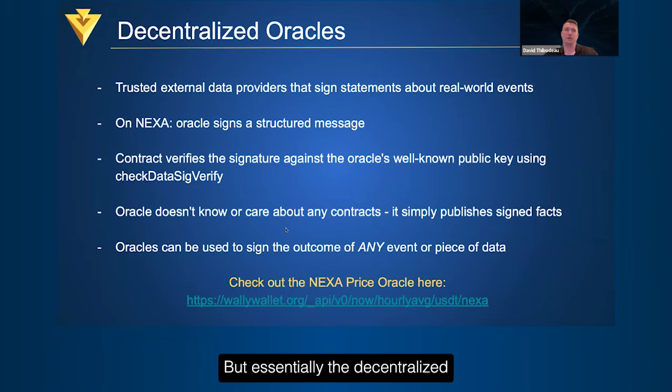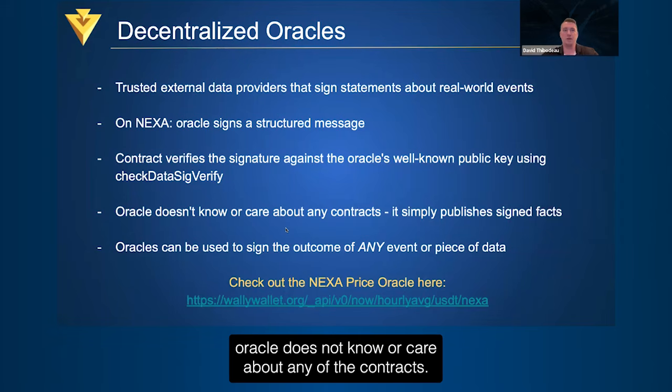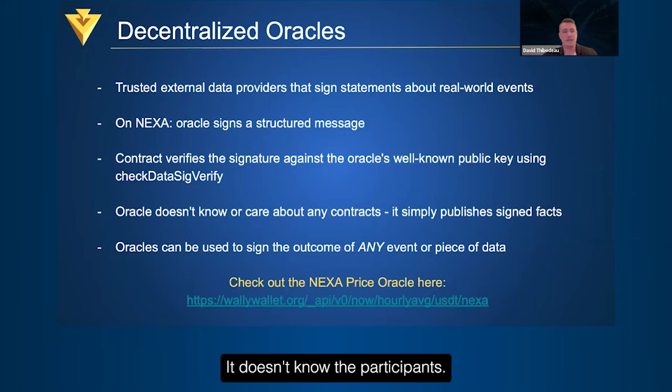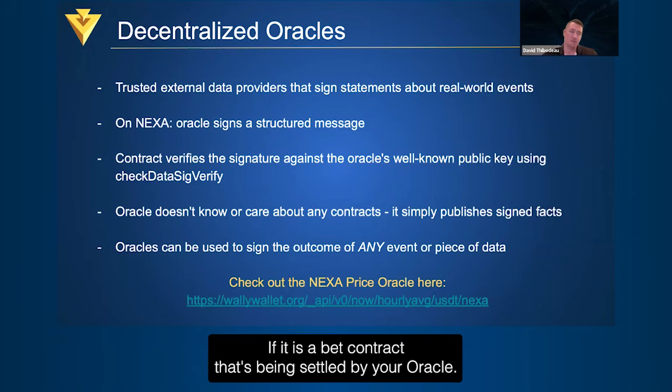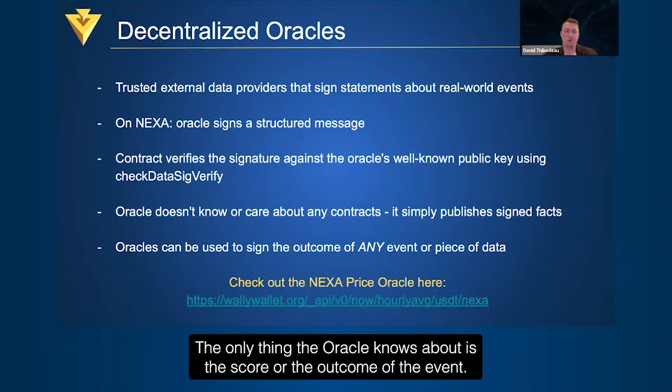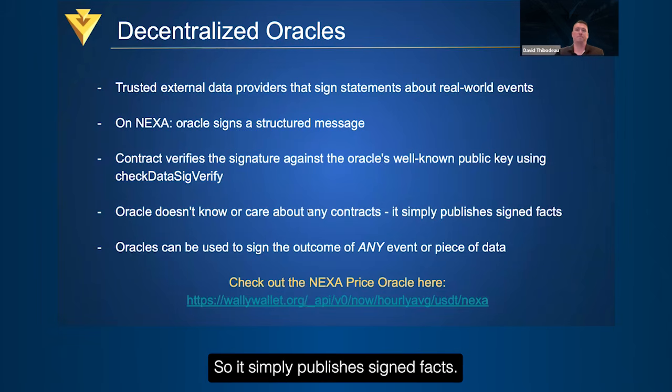But essentially, the decentralized oracle does not know or care about any of the contracts. It doesn't know the participants. It doesn't know who bet on what side. If it is a bet contract that's being settled by your oracle, the only thing the oracle knows about is the score or the outcome of the event. So it simply publishes signed facts.